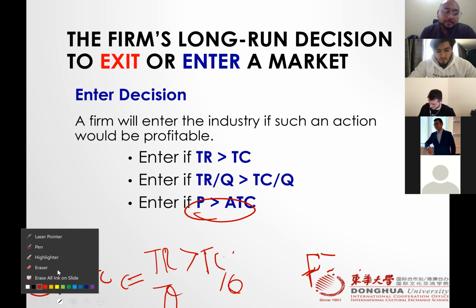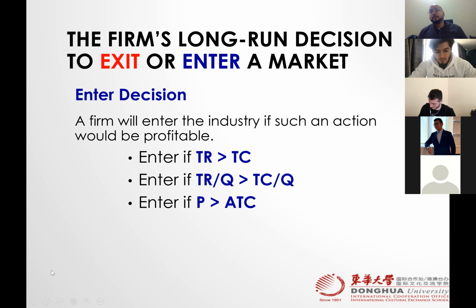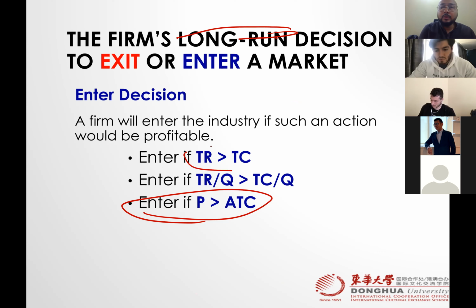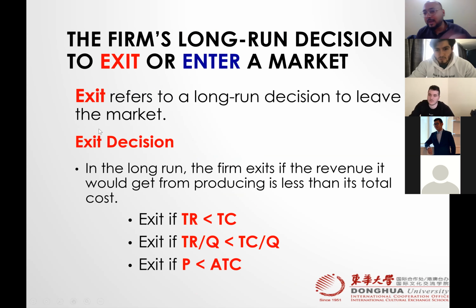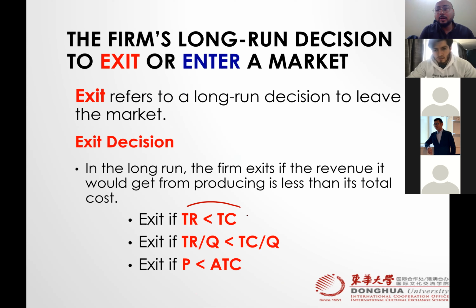So this condition comes from here. The entry condition is: if any firm sees that for a longer period of time, in the long run, price is greater than average total cost, or total revenue greater than total cost, they will enter the market. Opposite to that is called the exit condition. In the longer term, if a company sees that price would be below the average total cost, or our total sales are going to be less than our total cost, it's better to pack up, wrap up, and say bye-bye to this industry permanently, right?